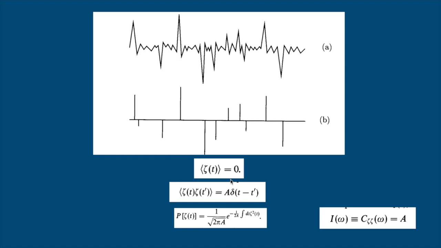Now, by the central limit theorem, we can say that the probability distribution of zeta of t will be a Gaussian with a width determined by its variance as shown here. This random force is a noise source, so it gives rise to erratic or noisy behavior of observable functions. The power spectrum of zeta, or basically the Fourier transform of this correlation, will be A, and that is independent of omega in the independent correlation approximation. A noise source with a frequency independent power spectrum is called white noise.